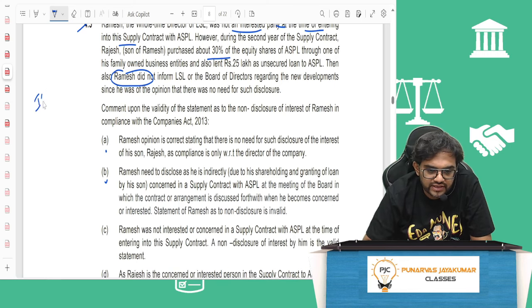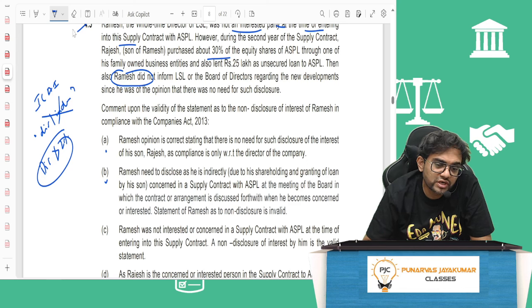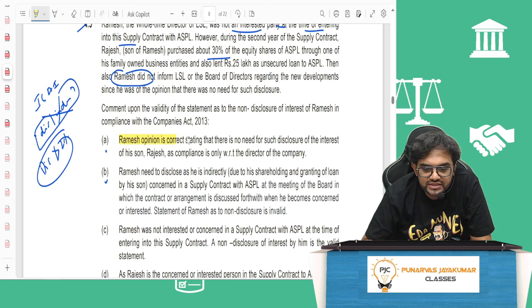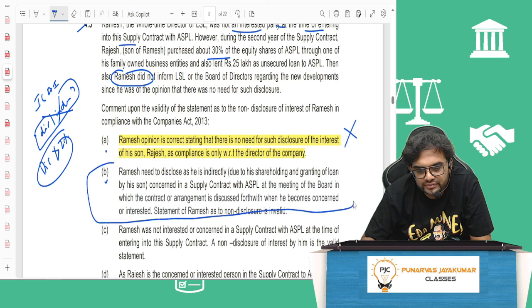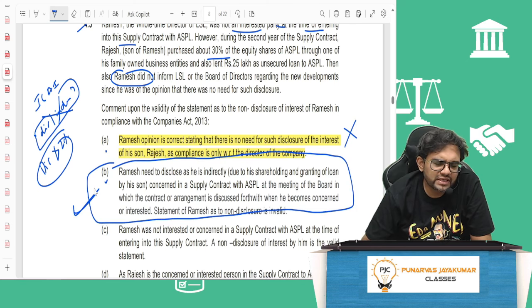Unfortunately, ICAI has ignored the words directly or indirectly. They have only said that since the director is not holding more than 2%, no need to disclose. They have ignored the words directly or indirectly. The answer given by ICAI is this. But it is a 100% wrong answer. The correct answer should be B. I've already sent an email asking them to correct this along with the law. This is 100% wrong by ICAI.